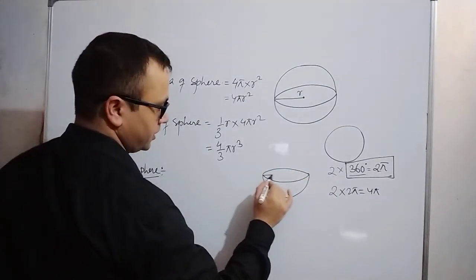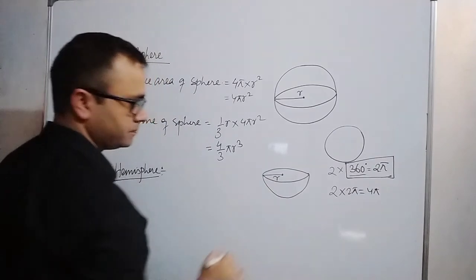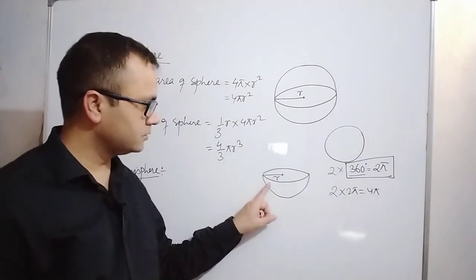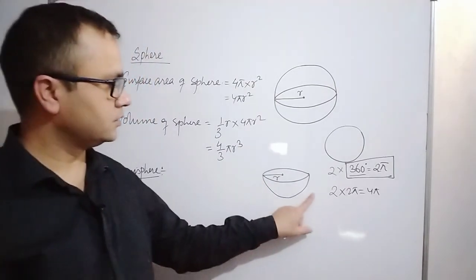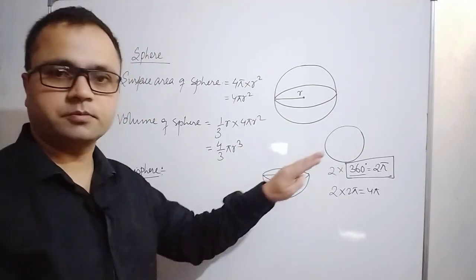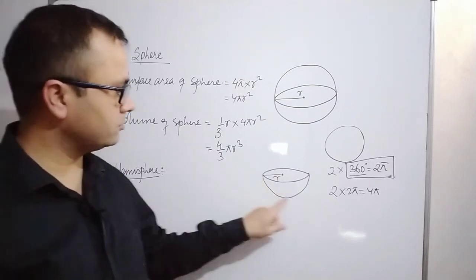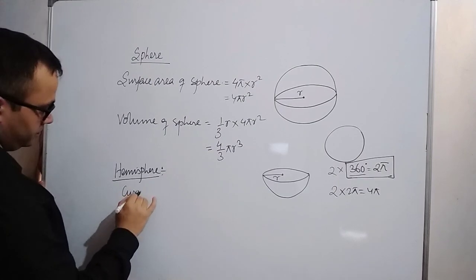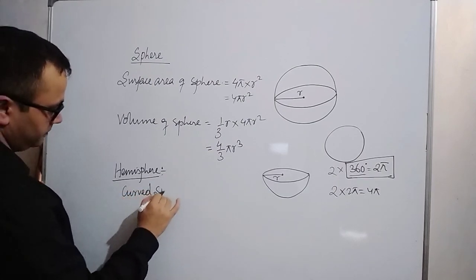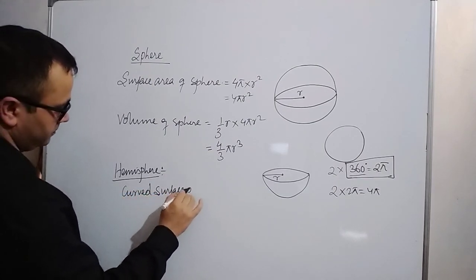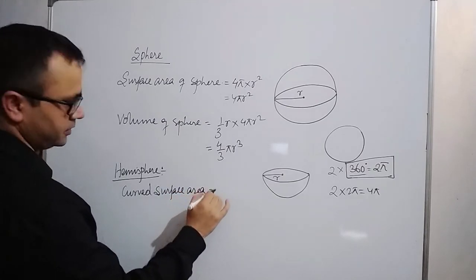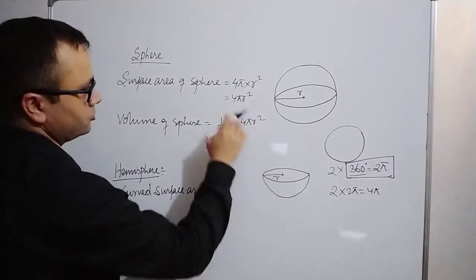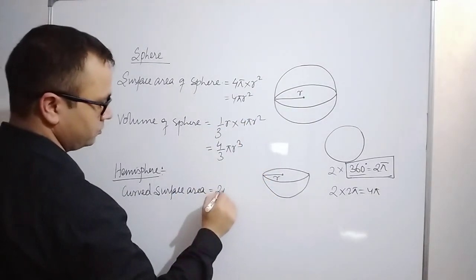Hemisphere. So it has radius r. So in hemisphere there are two surfaces. One is curved, another is flat, lateral. First we will calculate the curved surface area of hemisphere. Curved surface area of hemisphere is the half the surface area of sphere. So half of 4 pi r square is 2 pi r square.